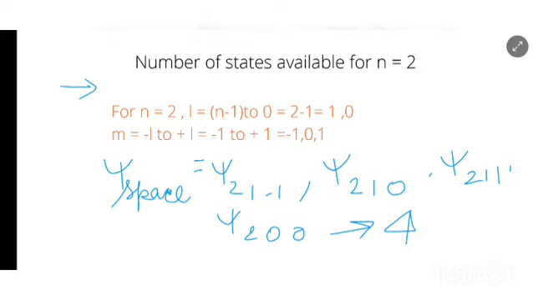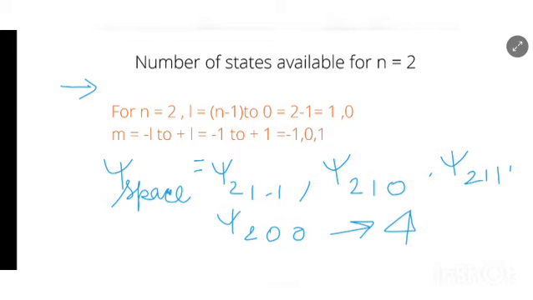So the value of ml, the azimuthal quantum number, will range from minus L to plus L. Since here the L value is 1, the value of m is minus 1 to plus 1, that is minus 1, 0 and 1.